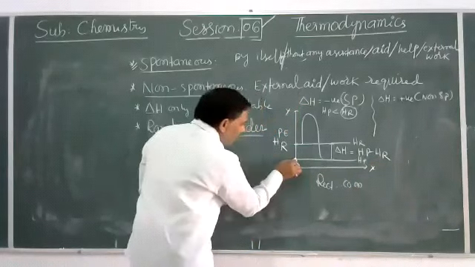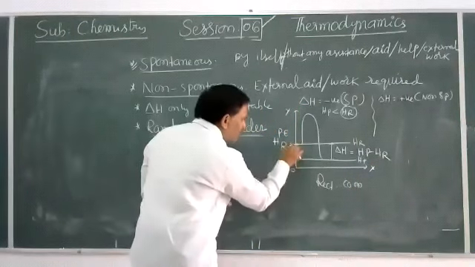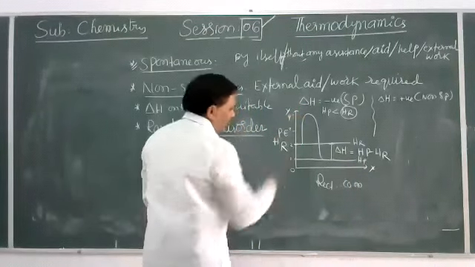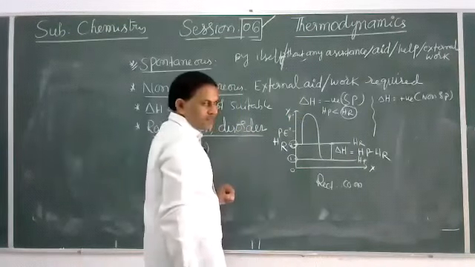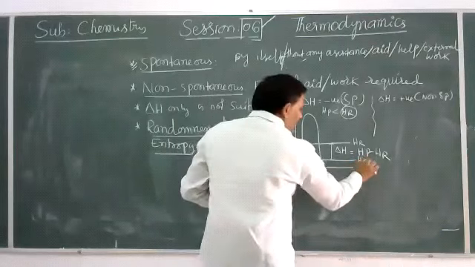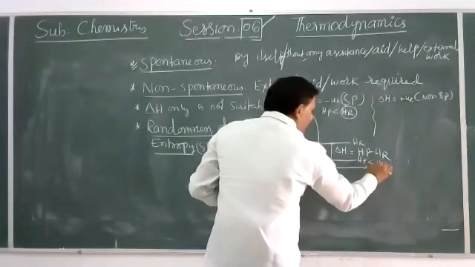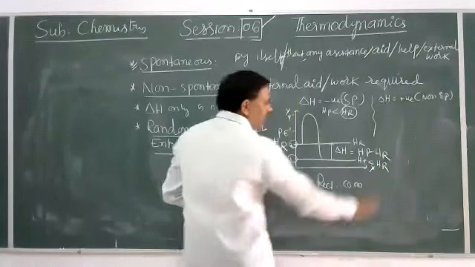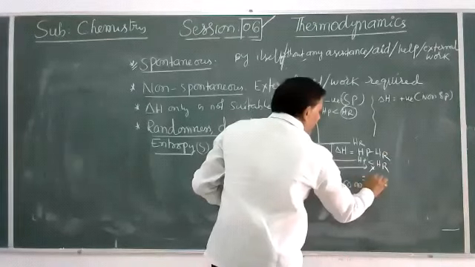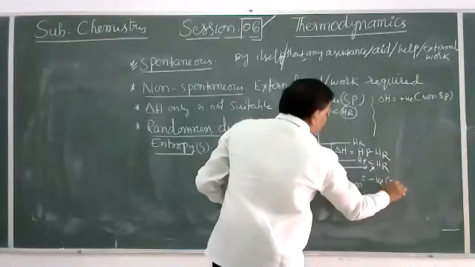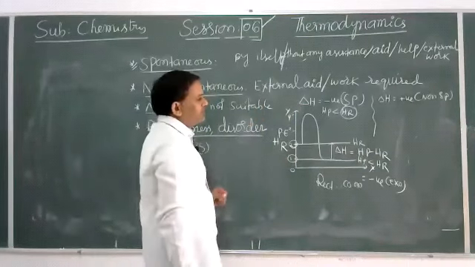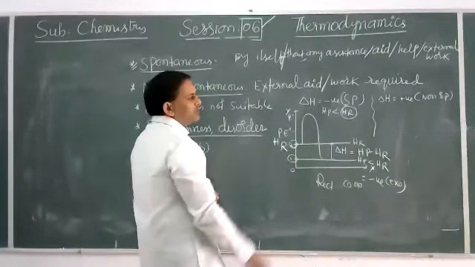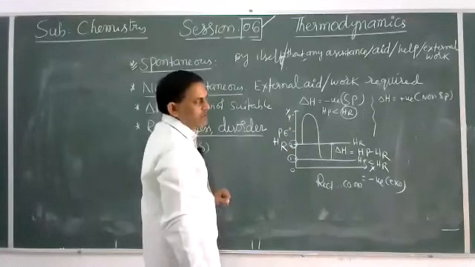See here, energy 0, 1, 2, 3, 4 calories. The product value is less compared to the reactants. That's why HP is less than HR, and so we get a negative value. That's why it is an exothermic reaction. This is the graphical representation for a spontaneous exothermic reaction.